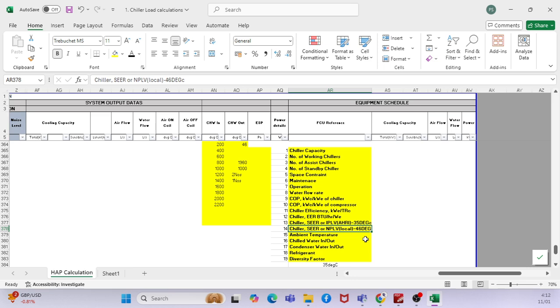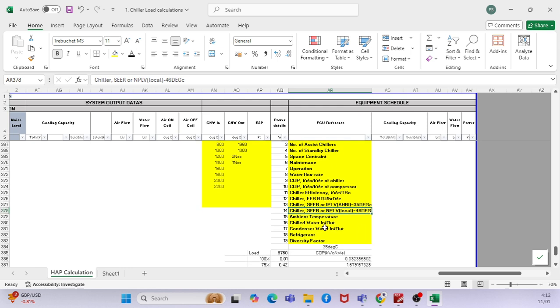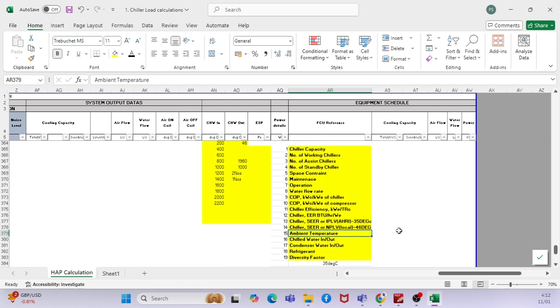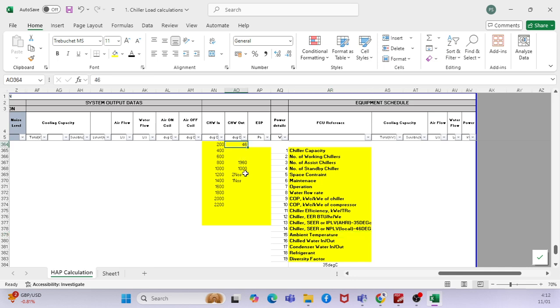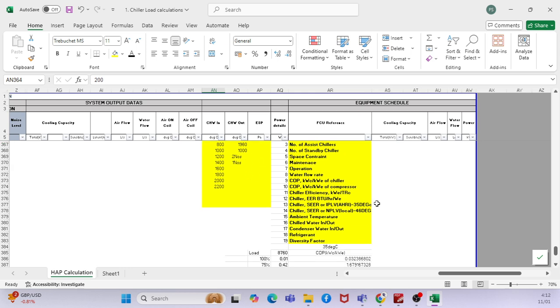So that is one of the important points. Then the ambient temperature is very much a concern, because as I told you, when you go with 35 degrees Celsius you have a different capacity, and when you go with 46 degrees you have a different capacity. That is one of the important parameters.